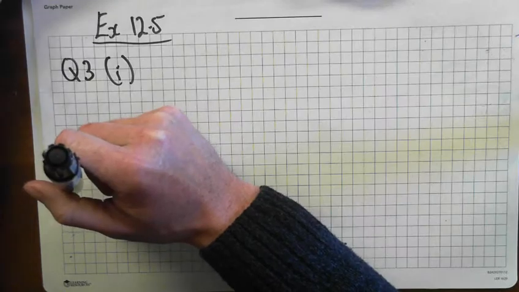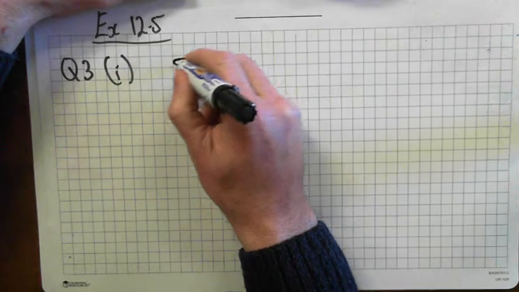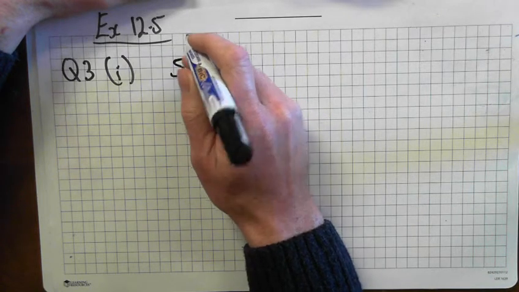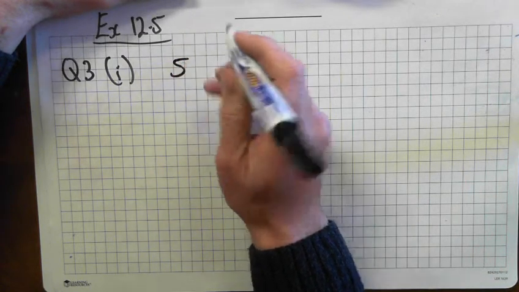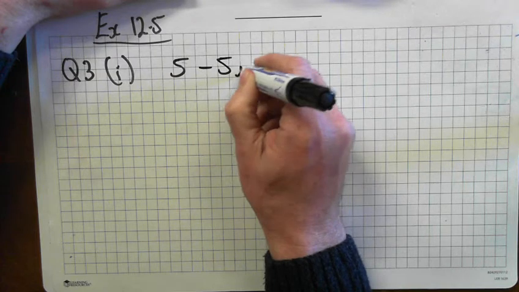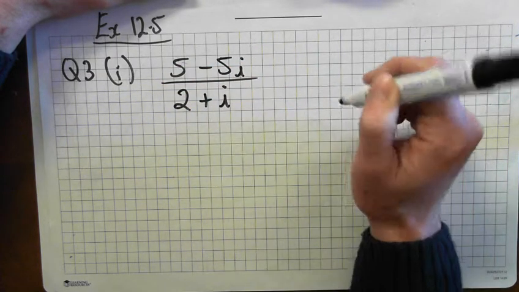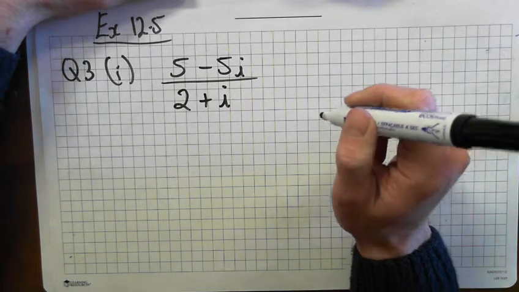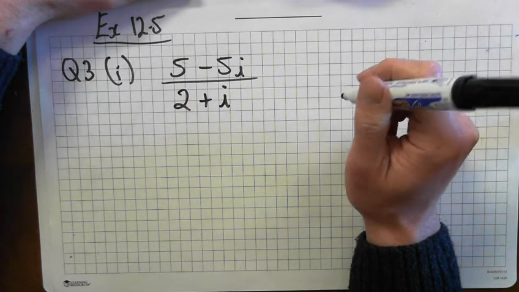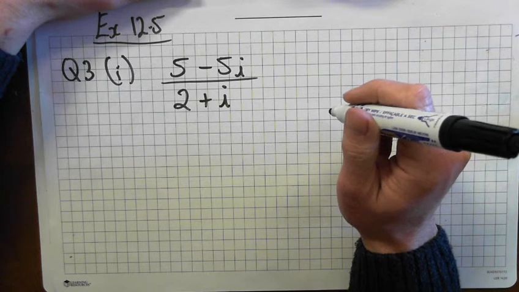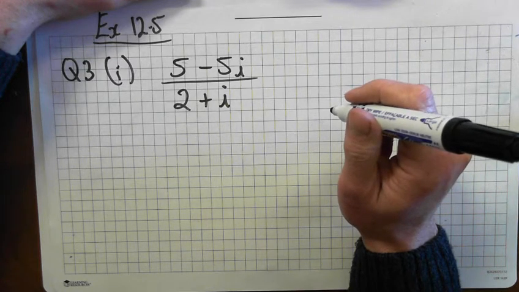Right, part 3, part 1. So it's (5 minus 5i) over (2 plus i). Alright, it's 5 plus 5i, 1 is 2i.